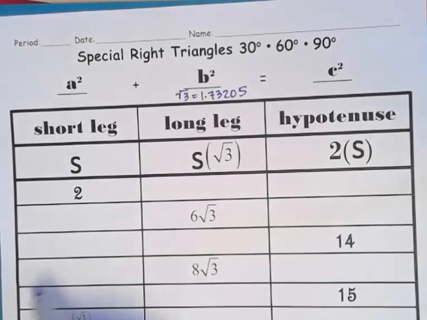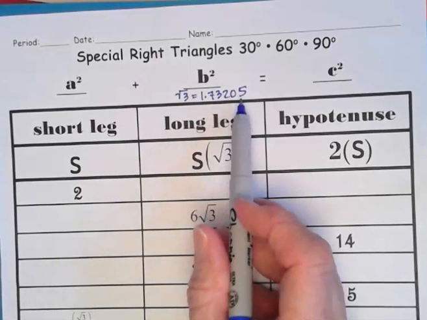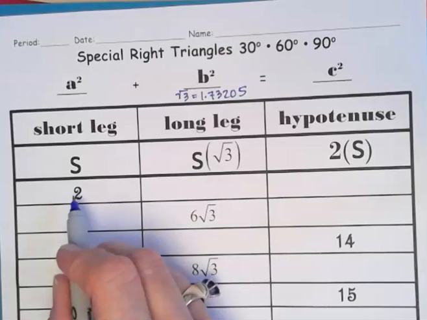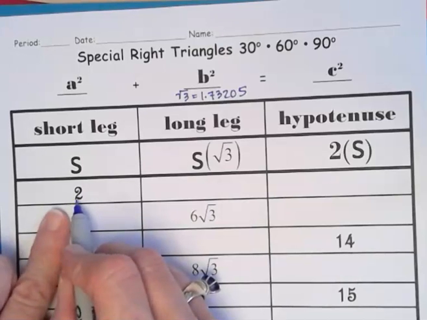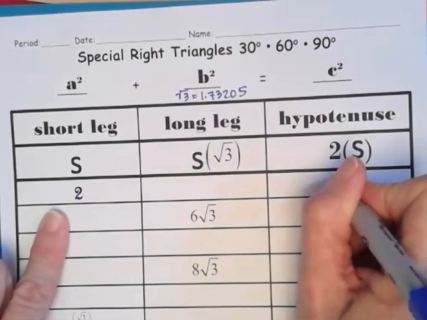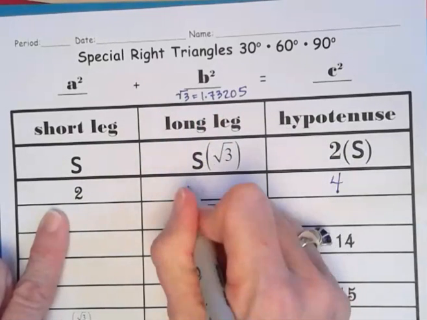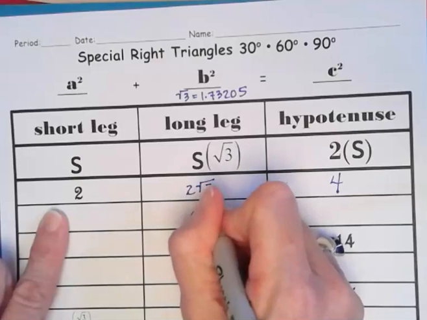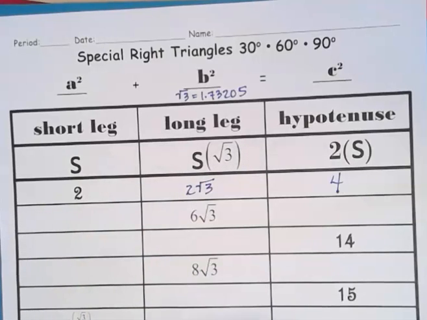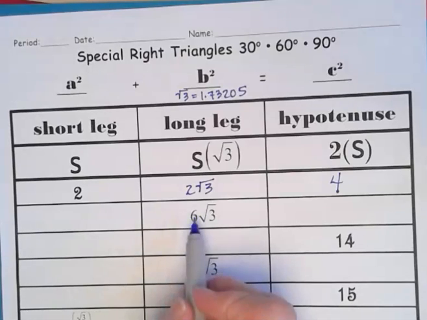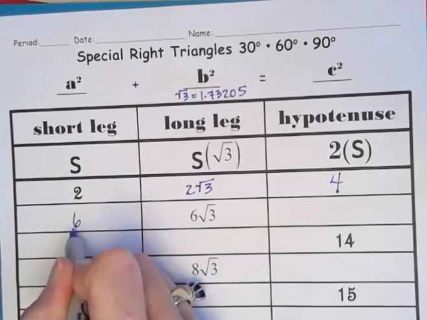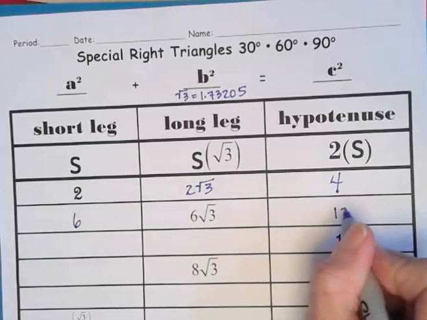But we're just going to apply the proportion because we don't want to mess with all those decimals. It's so much easier to say this is 2. If I double it to get my hypotenuse, I have 4. If I just need it 73% bigger, I'm just going to put 2 times the square root of 3. Here, if my long leg is represented by 6 times the square root of 3, that means S, my short leg, has to be 6. If I double it to get my hypotenuse, I have 12.